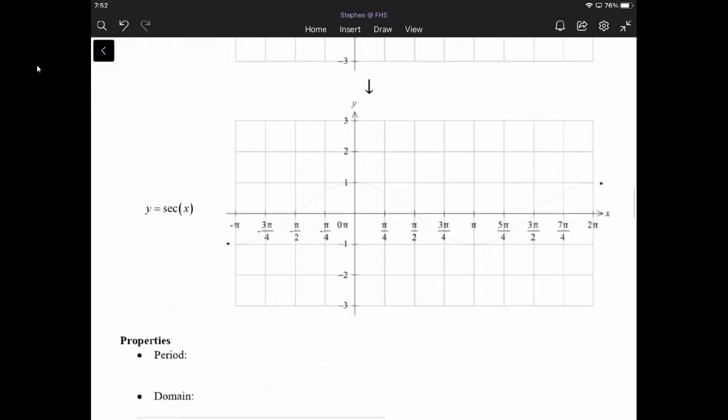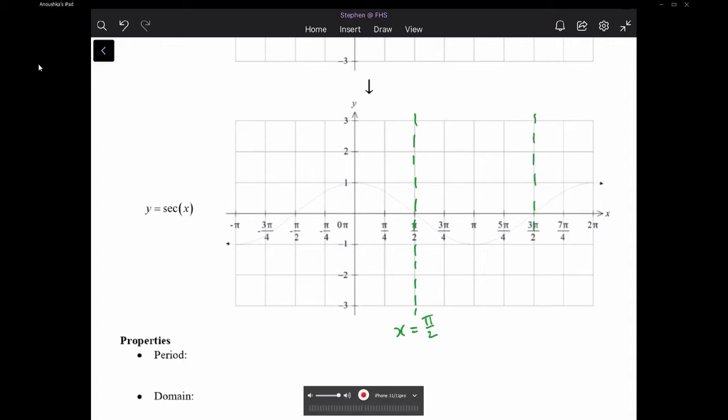Okay, so now let's look at what sec has to offer. Well, in a similar way to what we did with cosec, we're going to draw vertical asymptotes where the graph of cos had x-intercepts. So once x equals pi over 2. We have another one here at x equals 3 pi over 2.